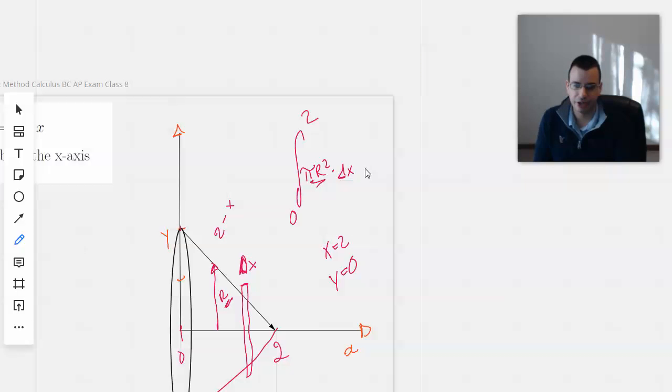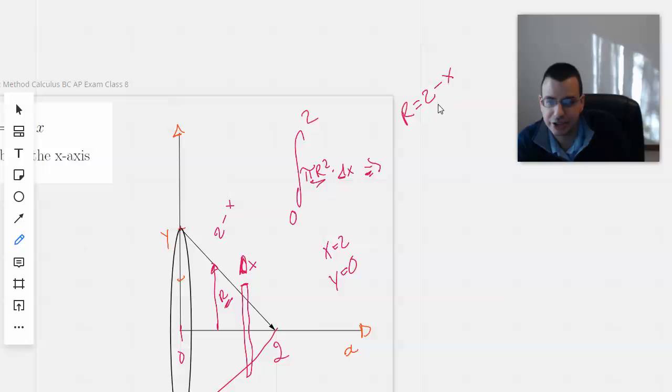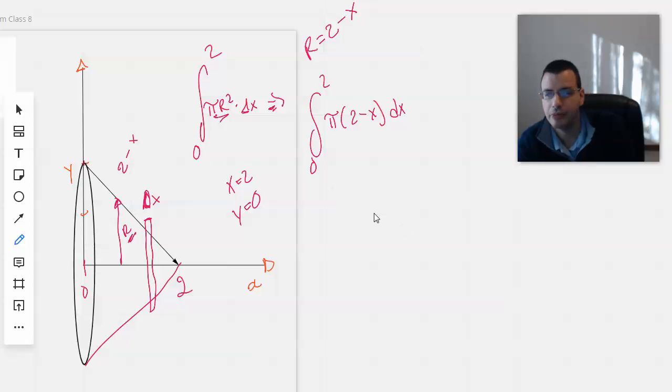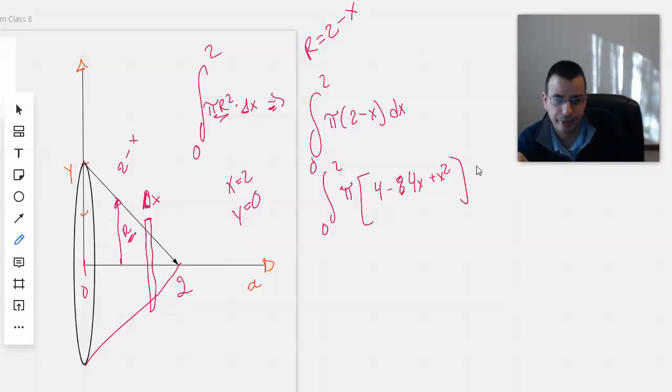So this delta x becomes dx. Wait a second, we need to get rid of that r. We know that r equals 2 minus x, so we have the integral from 0 to 2 of pi times (2 minus x) squared dx. We'll still have 0 to 2 pi, though I could bring it out, times 4 minus 4x plus x squared dx.